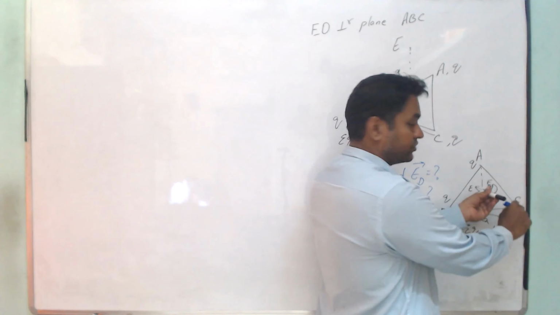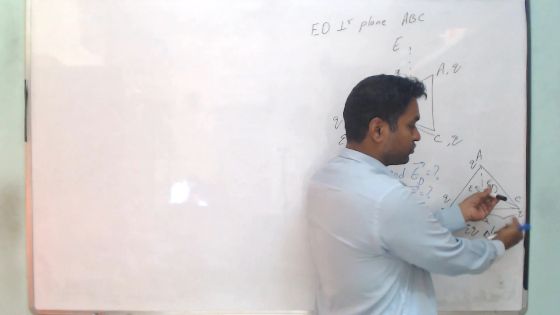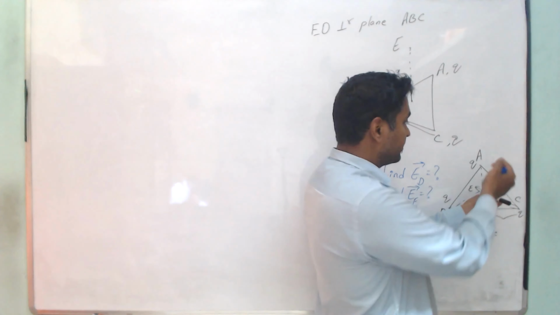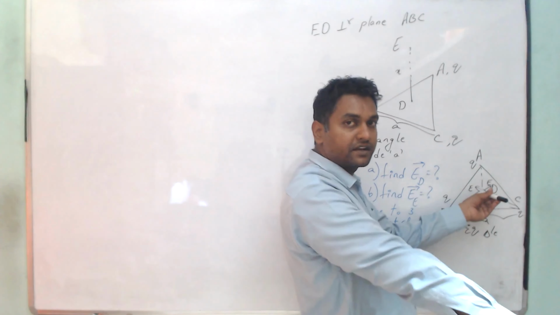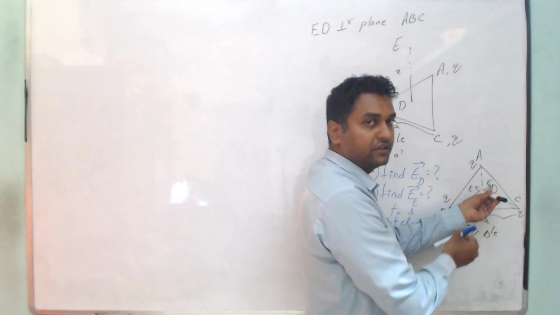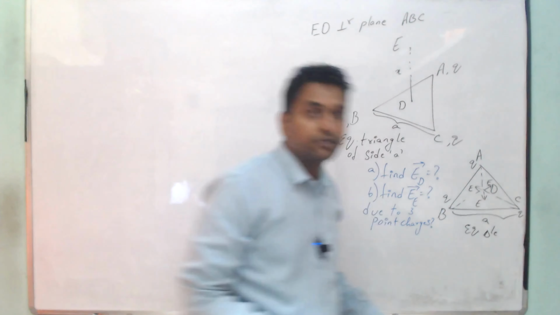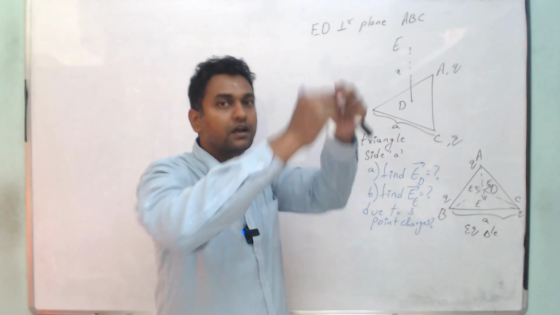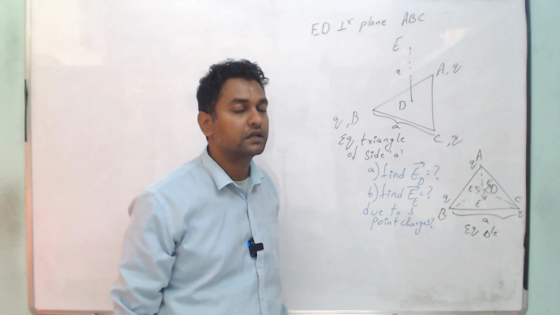Individual vectors: the electric field due to the charge at C will be directed like this, due to the charge at A like this, and due to the charge at B like this. It makes a diamond kind of shape with the base of the triangle, coming to one particular point. Is this clear?